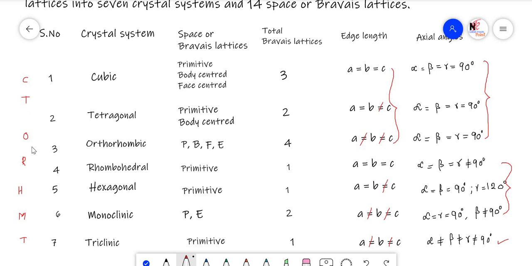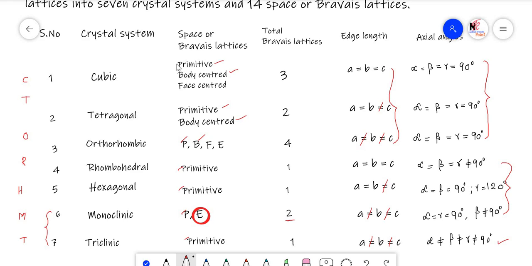Now let's discuss the space or Bravais lattices and the total number of Bravais lattices. How to remember? Only the first 3 cases have larger values, and in the remaining cases almost all have 1. The numbers are 3, 2, 4, 1, 1, 2, 1. For every crystal system, one basic arrangement is possible, that is primitive. Whenever only 1 is there, it is always primitive. When more than 1 is there, then automatically it is body centered, except in monoclinic, where end centered is possible.